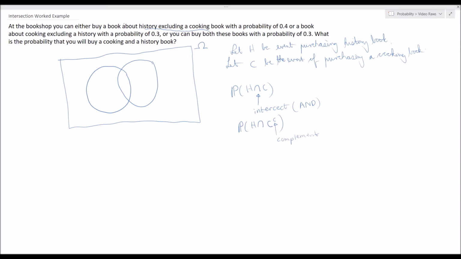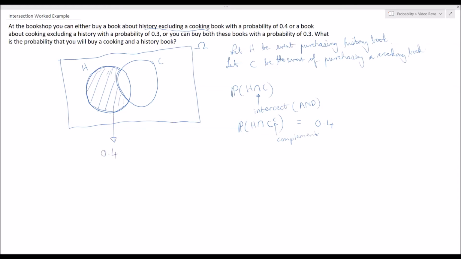So you need to read carefully. We can either buy a book about history excluding a cooking book, which means the probability of H intersect C complement, and that is equal to 0.4. If we denote H as the left-hand circle in the Venn diagram and C as the right-hand one, then this H intersect C complement is this entire region over here. It's the entire area inside H, but excluding wherever C touches. So it's this whole shaded area, and this area is said to be 0.4.